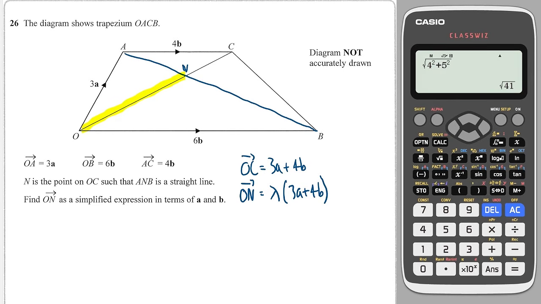Okay, then what you need to do is come at it from a different angle. So I'm going to look at this line here because we're told that that is a straight line, so we're going to have to use that somehow. So my first step is to work out A to B.